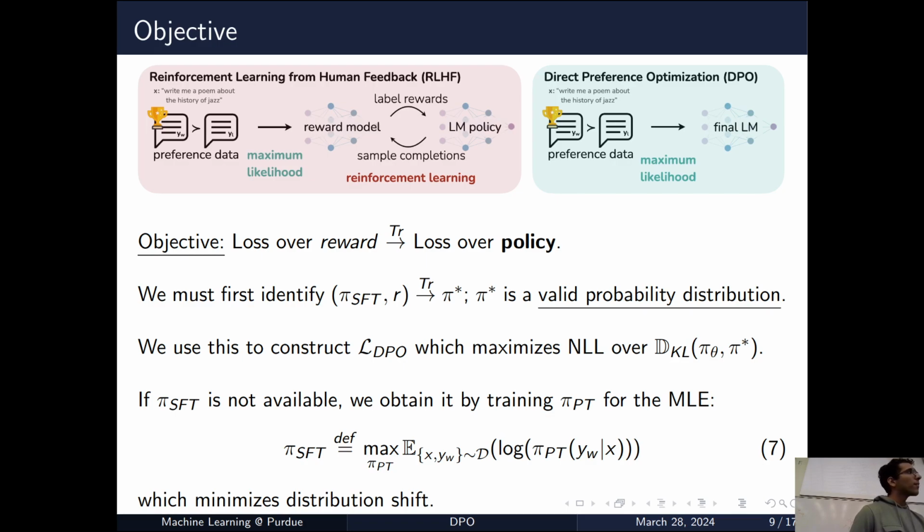And then we get that from the pi SFT. And R. But R, we don't want it. We extract it in closed form. We extract the reward model in closed form and then MLE over it. We'll see how we do that exactly.